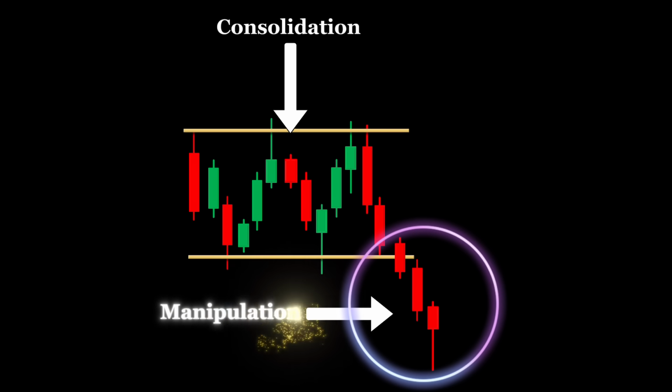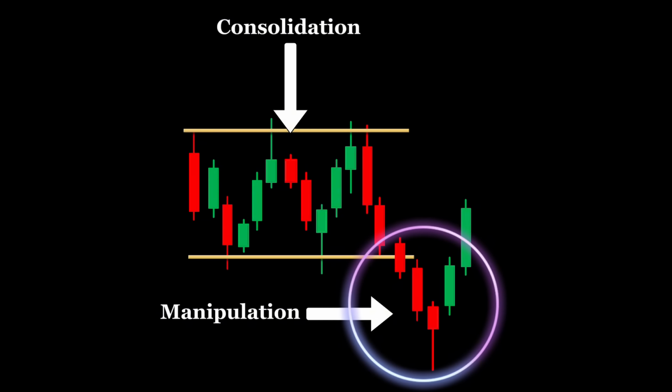Manipulation. This is where things get interesting. The market suddenly fakes a breakout, either above resistance or below support, to trap retail traders. This move isn't real. It's designed to grab liquidity and trigger stop losses. We call this a liquidity sweep. The purpose? To shake weak traders out of the market and collect their orders before the real move begins.